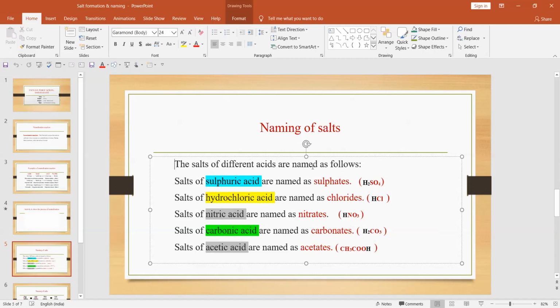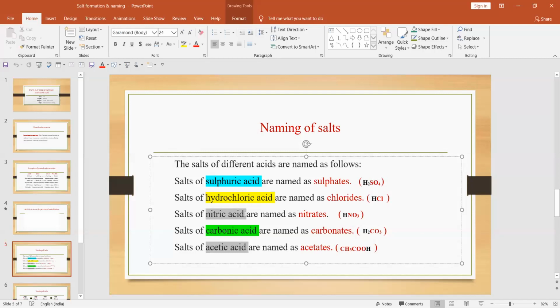Where does this sulfate come from? Sulfuric acid means H2SO4. Sulfate comes from everything except the hydrogen; this part is known as sulfate. So during the neutralization reaction, this part will combine. That is why I have written it in red, so that you will be able to identify it. The second: salts of hydrochloric acid are named chlorides. In hydrochloric acid, HCl, the Cl is in red, and that is why it is called chloride. Chloride means we are talking about Cl. Sulfate means we are talking about SO4.